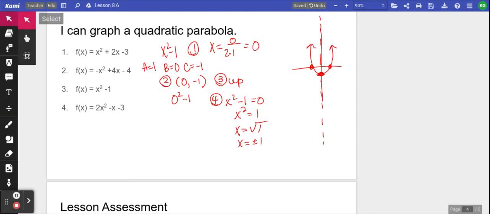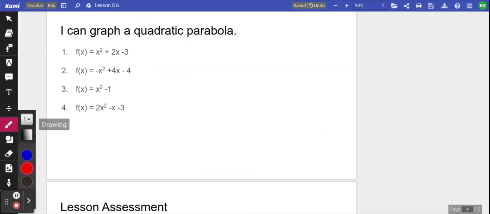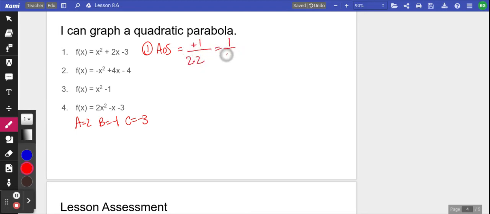And the last one. For the axis of symmetry, I know that a is 2, b is -1, c is -3. Opposite of b over 2 times a is 1/4. So if this is 1, 1/4 would be like right here if I zoom in my graph.